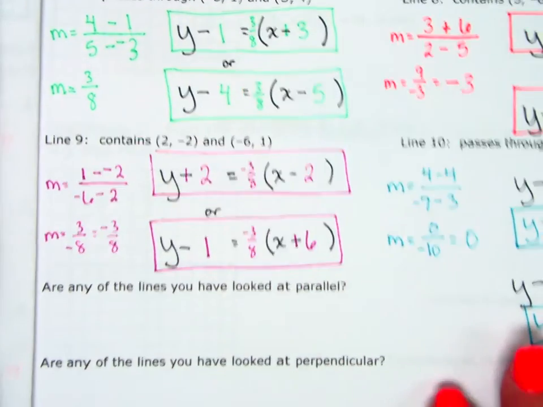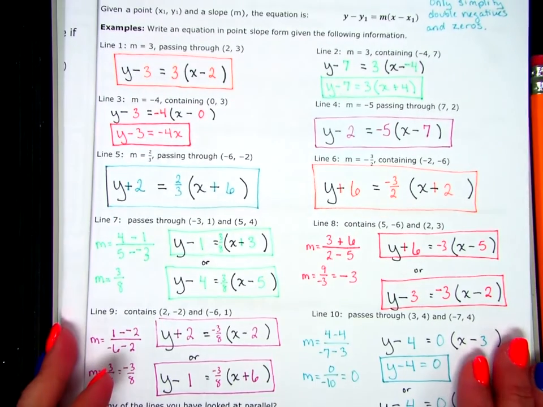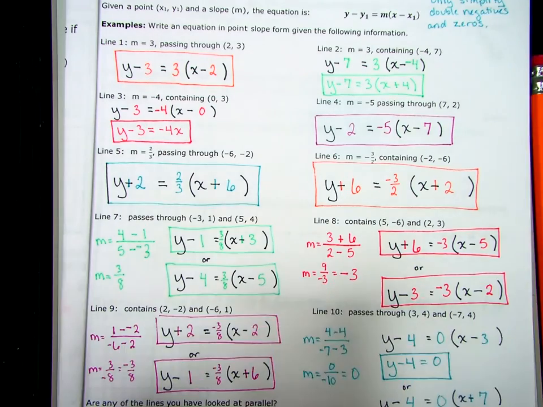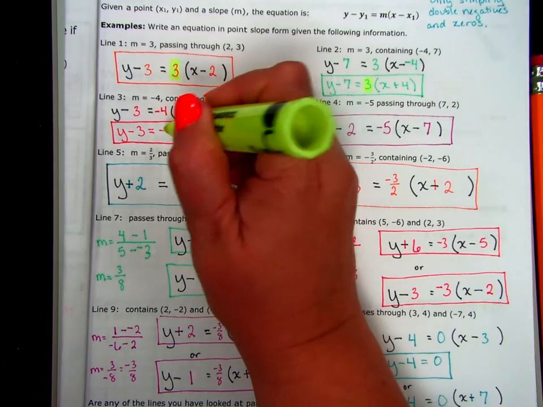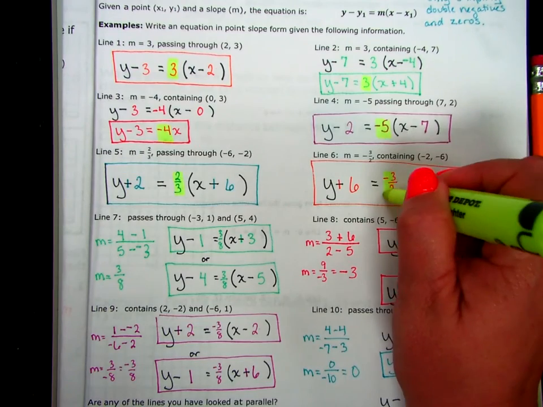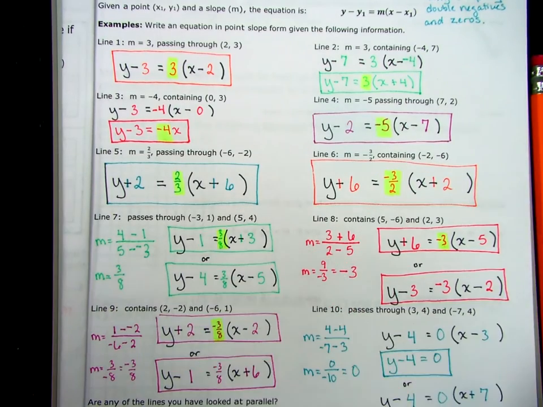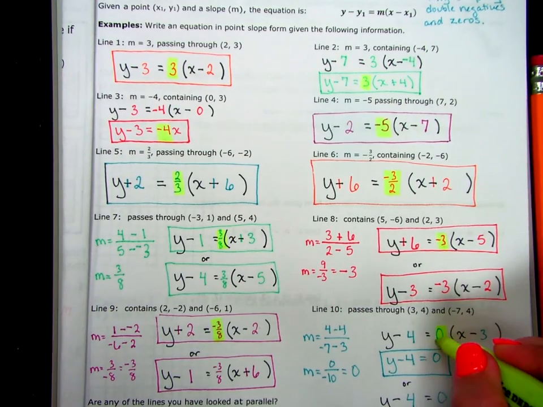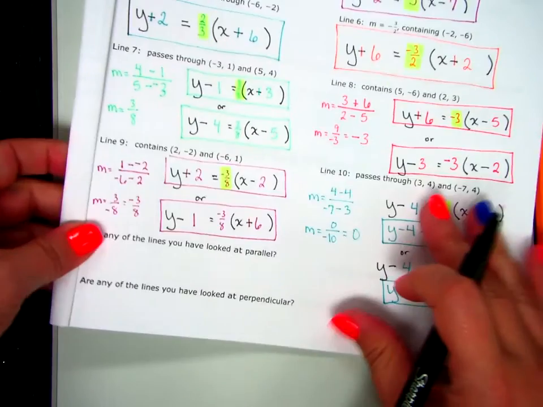Okay. All right, the next one says, are any of the lines we've looked at parallel? How do we know if any of these lines are parallel? By looking at what? The slope. So I have a slope of 3, 3, negative 4, negative 5, 2/3, negative 3/2, 3/8, negative 3, negative 3/8, and 0. Are any of our lines parallel? Yeah. Which ones? 1 and 2. Are those the only ones parallel? Yes.